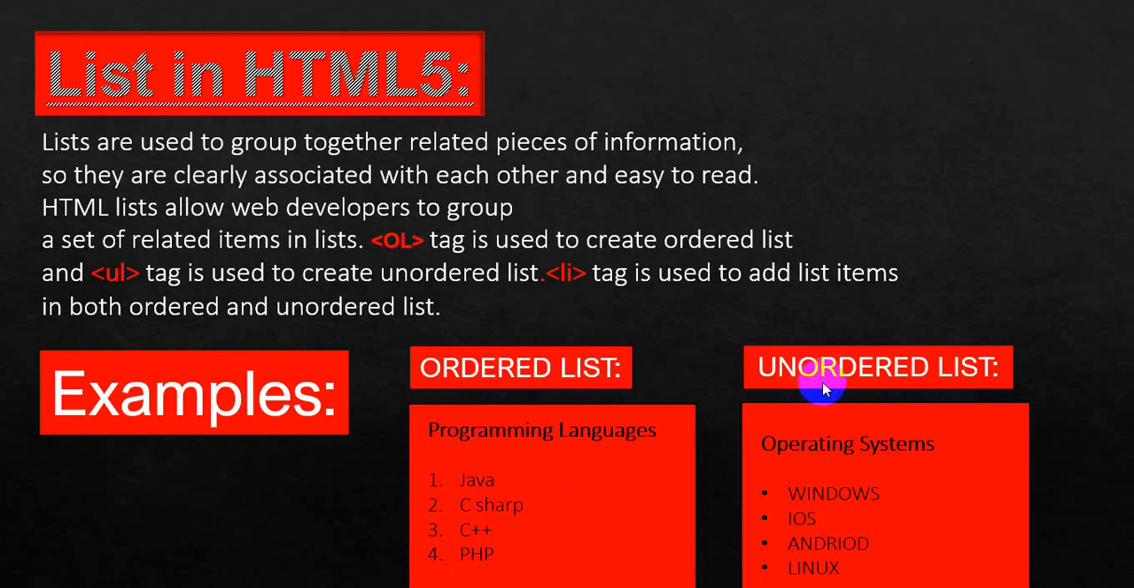In the same way, on the right hand side you will get an unordered list. Why? Because again we have operating systems as a heading, and under that operating systems heading we have n number of items.